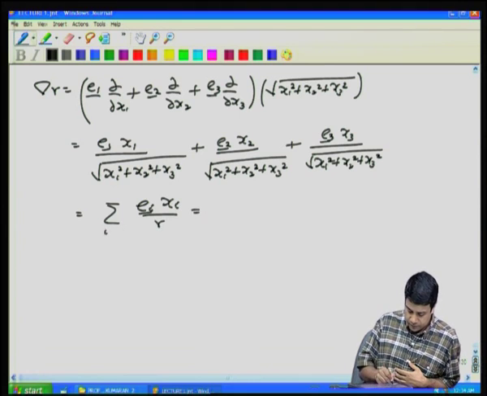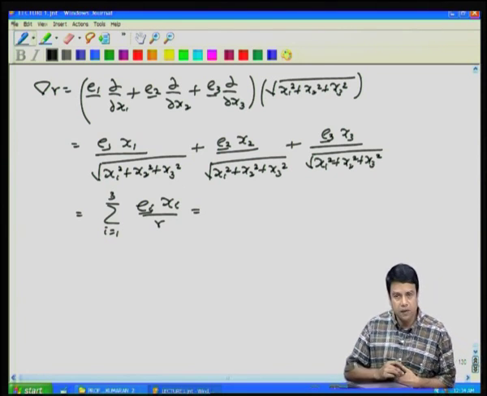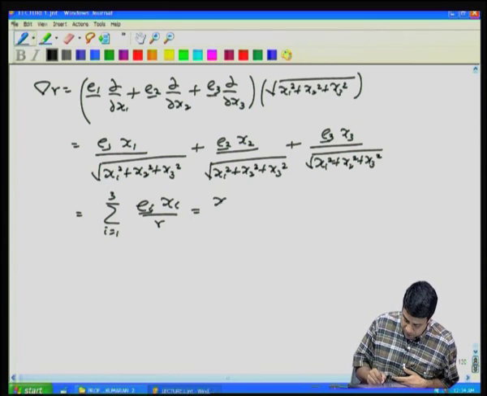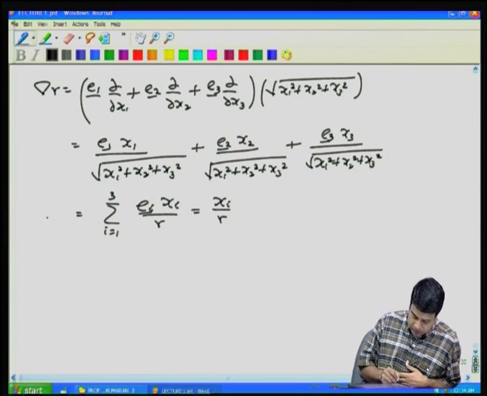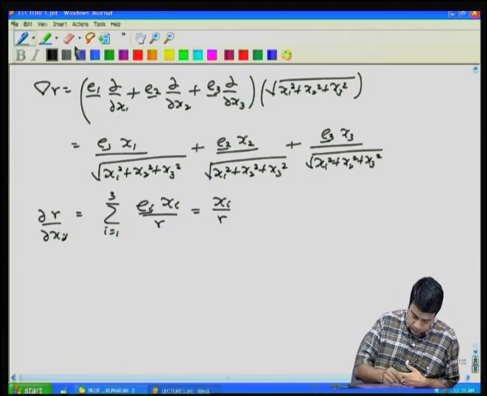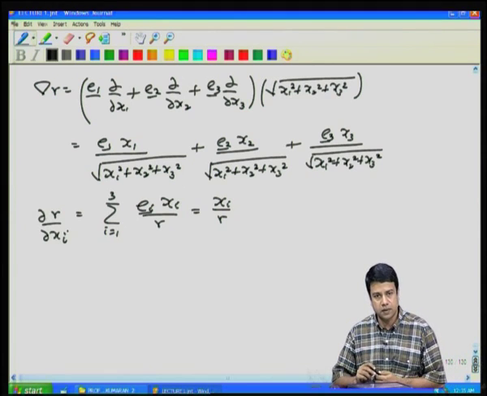In our indicial notation, we of course do not write down the summation and the unit vector. So, this just is equal to x_i by r. Okay. So, this is equal to partial r by partial x_i, the gradient of r, is equal to x_i by r.